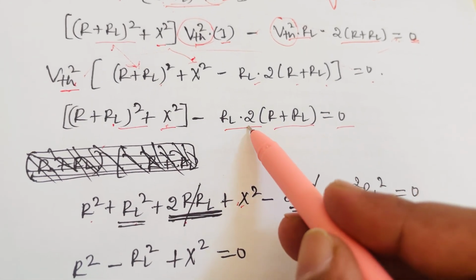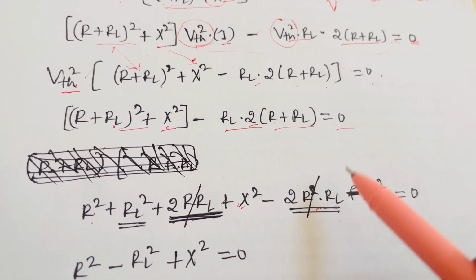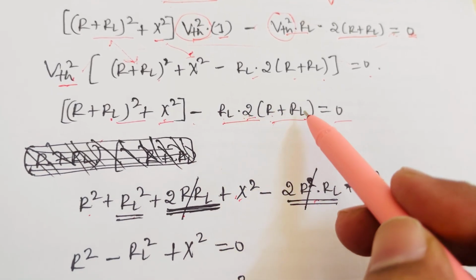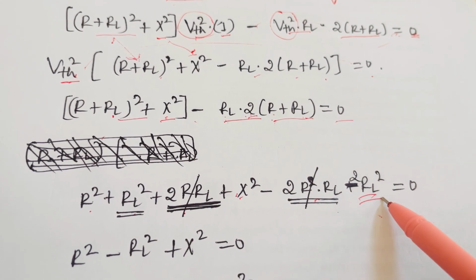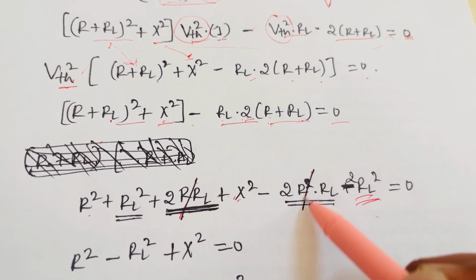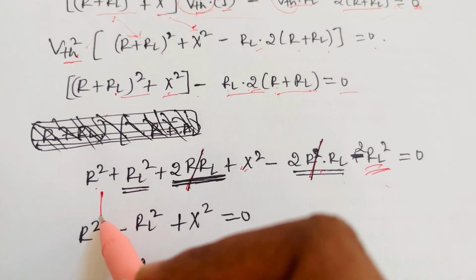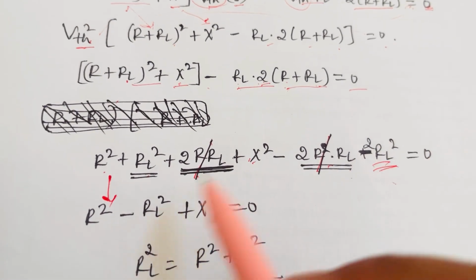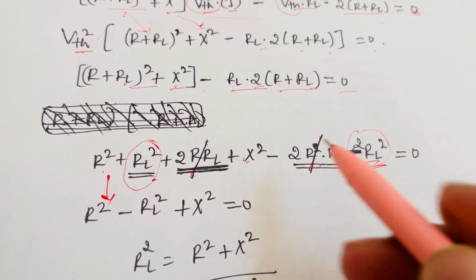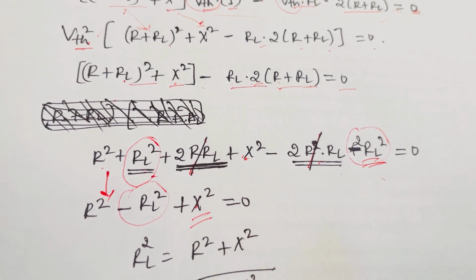Open the bracket: 2 into R into RL, 2 into R into RL plus 2 into R plus minus minus 2 into RL square, 2 into RL square. So plus 2R into RL minus 2R into RL will get cancelled. So R square as it is, plus RL square minus 2RL square, you will get minus RL square plus x square as it is.